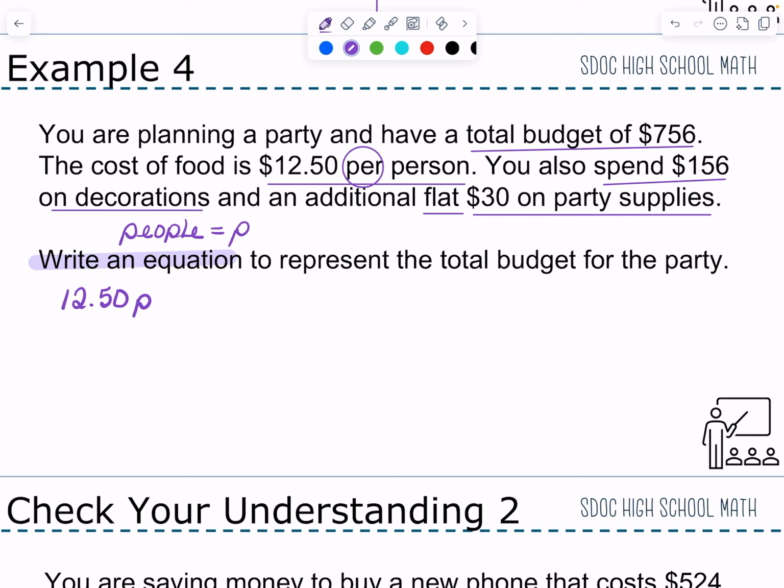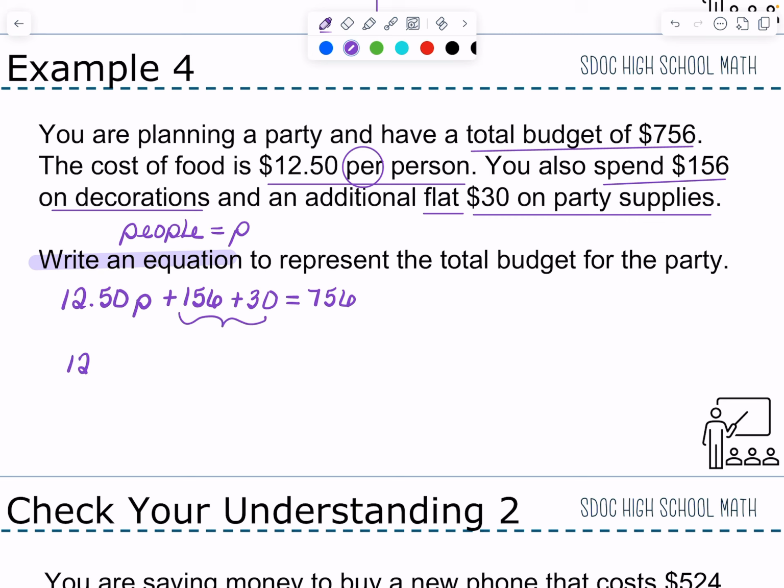Then I'm going to add the $156 that I spent on decorations. I only spend that once. And then $30, a flat fee that I had to pay for some other supplies. And then that equals the total that I'm able to spend, which is $756. So I'm looking at this and I see I have two constant terms that I can combine.